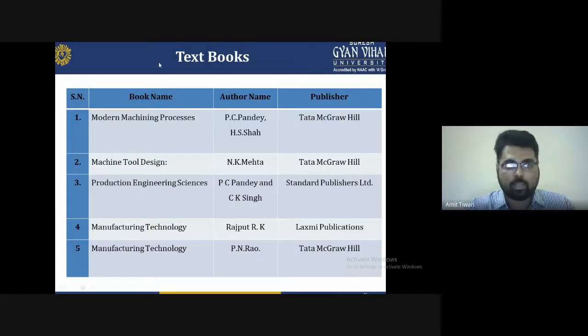So at the end, I am recommending some books to understand the surface roughness topic or the machining and machine tool series. First book is Modern Machining Processes by P.C. Pandey and H.S. Shan from Tata McGraw Hill Publisher. Second, Machine Tool Design by N.K. Mehta, Tata McGraw Hill Publisher. Third is Production Engineering Science by P.C. Pandey and C.K. Singh, Standard Publisher. Fourth is Manufacturing Technology by R.K. Rajput, Laxmi Publications. And fifth is Manufacturing Technology by P.N. Rao from Tata McGraw Hill Publisher.